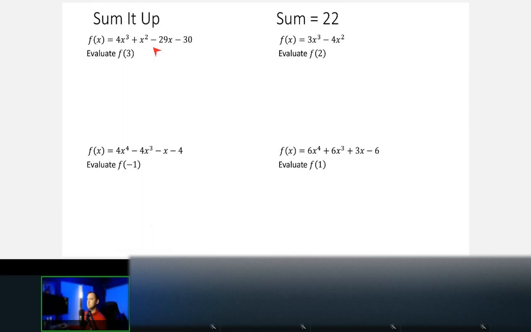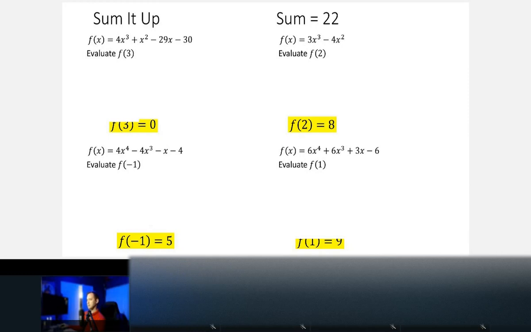All right, what is the answer to the first one? 0. Yes, 0. What's the answer to the second one, top right? 8. Yep. What about the bottom left? What's that answer? 5. And the bottom right answer? 9. All right. So let's go through all of these.